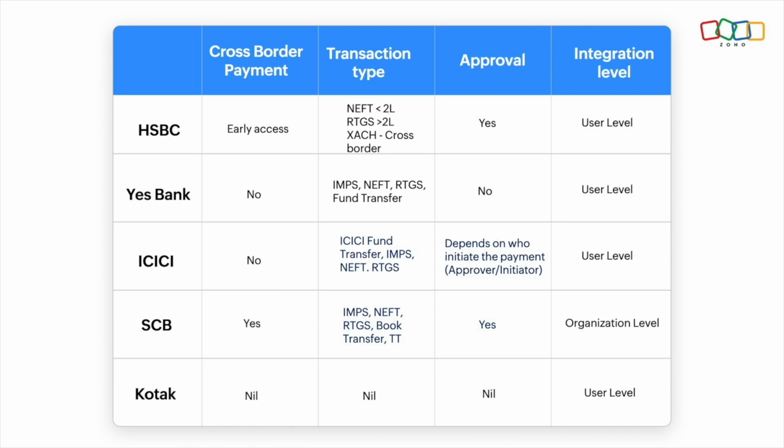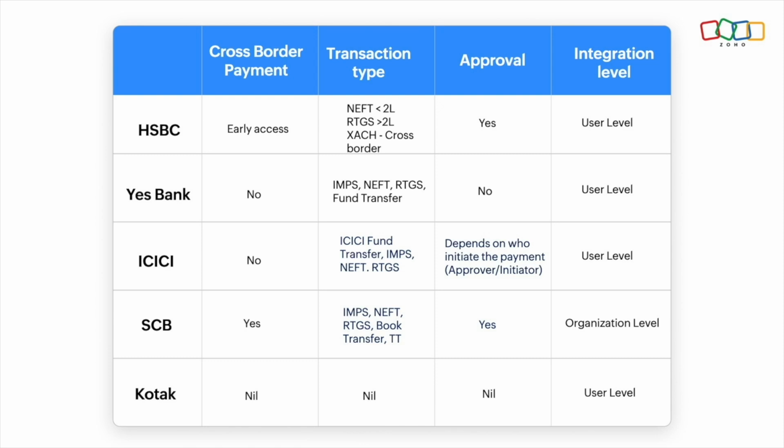That is, let's say in your organization there are 2 users, A and B, and A has integrated ICICI Bank in your Zoho Books. But what if B wants to initiate payment from Zoho Books? In that case, the payment that has been initiated by B has to be authenticated directly in the ICICI net banking portal end. Next, you can see the last column, that is the integration level.